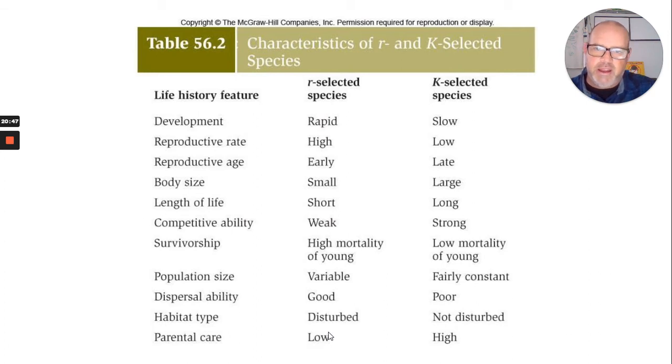Low parental care for the ones that just keep reproducing as fast as they can. They're just doing it by volume, right? But K selected, you might only have one offspring, so you need to care for that baby elephant as much as possible to make sure it survives. Lots of parental care.